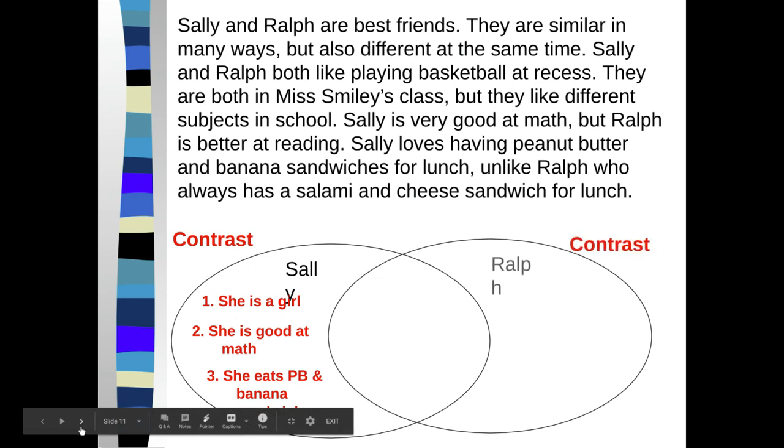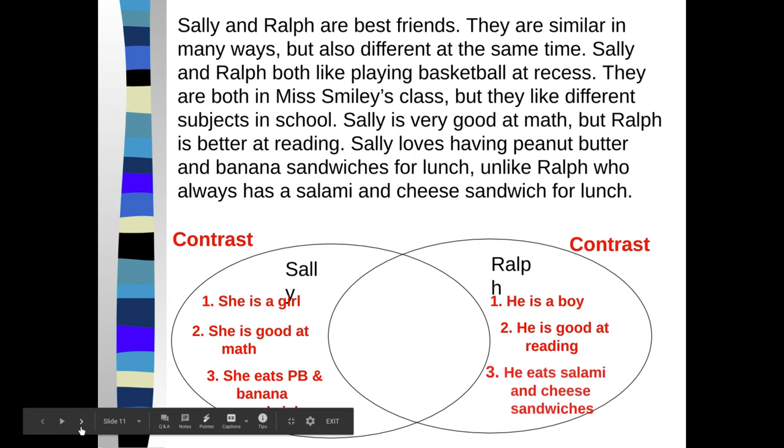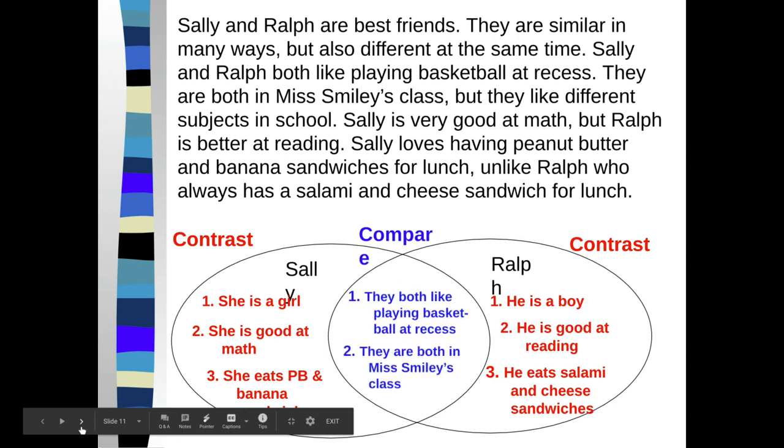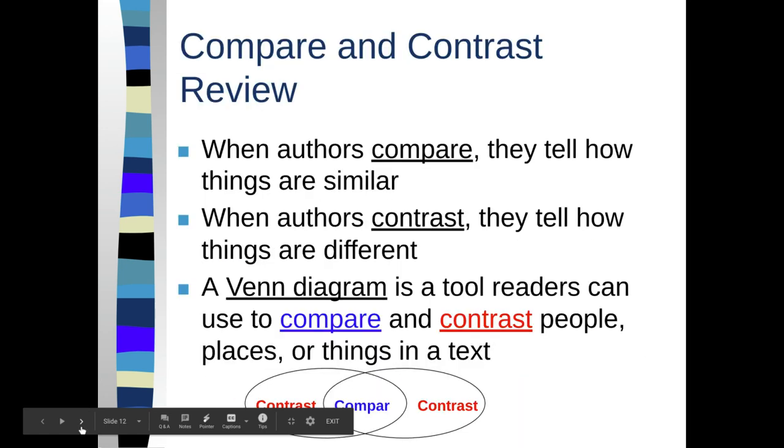On the other side, we're going to have Ralph. Ralph is a boy. He is good at reading. He eats salami and cheese sandwiches. Now for compare in the middle. They both like playing basketball at recess. They are both in Miss Smiley's class.